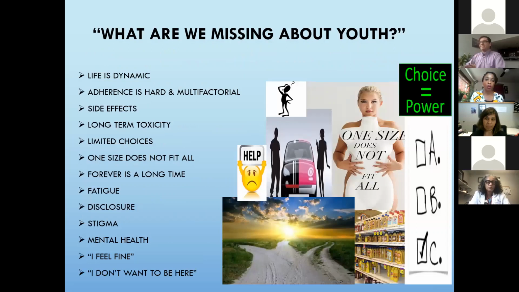So what are we missing about youth? Life is dynamic, adherence is hard and multifactorial, there are side effects, there's long-term toxicity, there are limited choices. Even one pill may be too much and one size does not fit all, and forever is a really long time. Fatigue, disclosure, stigma, mental health, and quotes, "I feel fine, why do I have to do this?" And "I don't want to be here, no matter how nice you are, Dr. A."